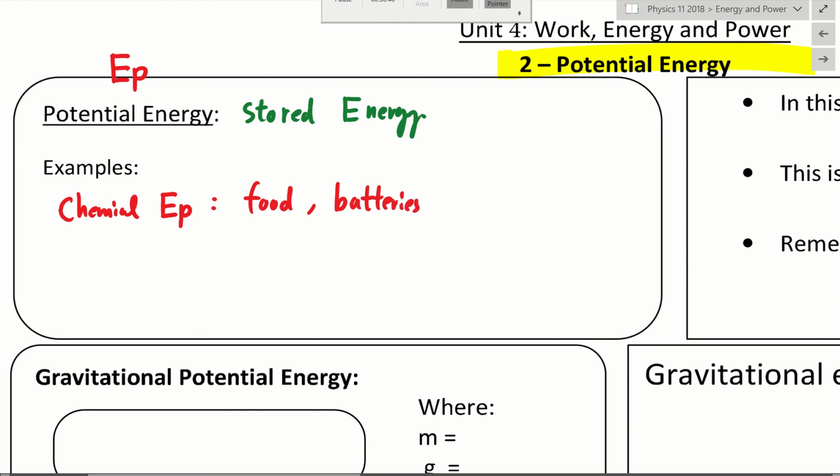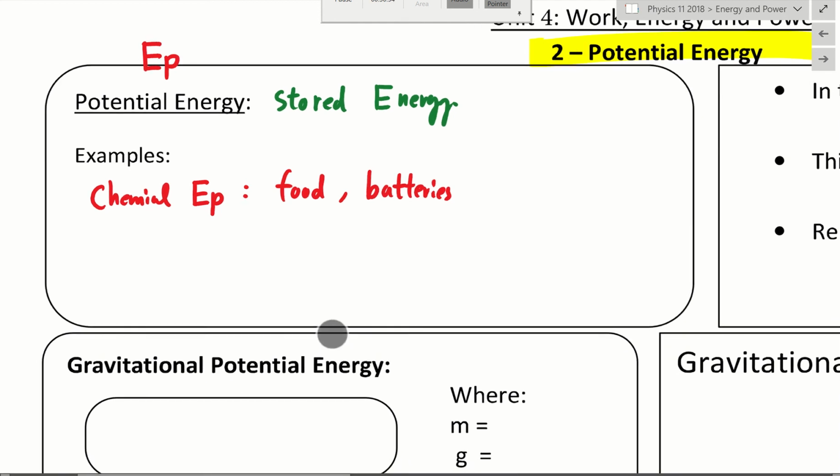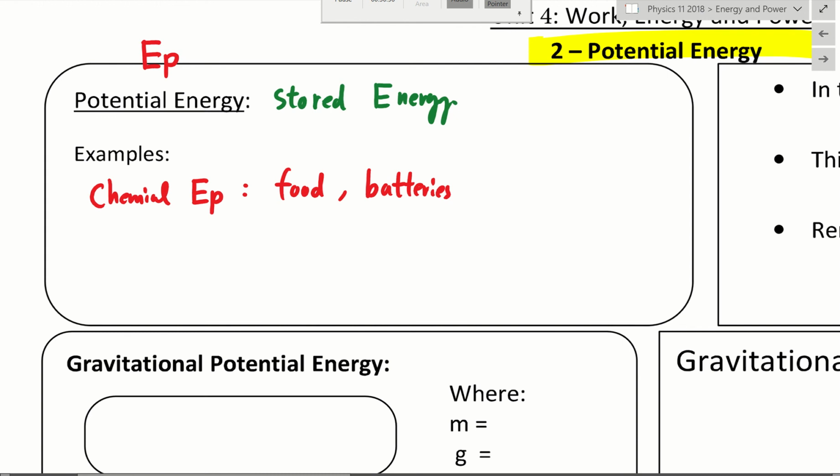So food and batteries store energy chemically. When you eat food, the molecules in the food break down in your stomach and give you energy. Or when you use a battery, the battery inside has chemicals in it, usually copper and magnesium. And when you use your battery, those chemical reactions happen, and then you get energy from it.